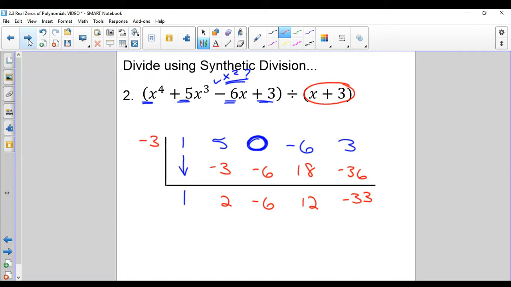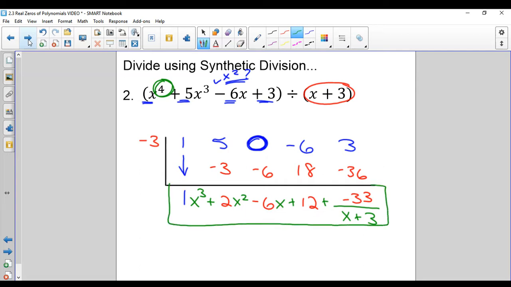All right, we still set it up the same way. We started with an x to the 4th in our problem. We start our answer with 1 less, so x cubed, and then we just go in descending order from there. Plus 2x squared minus 6x plus 12. I'm always going to put a plus here, but this is your remainder. This negative 33 is your remainder, so you've got to take your remainder and put it over what you divided by. This actually came out looking pretty nice as is, so I'm just going to circle that up.